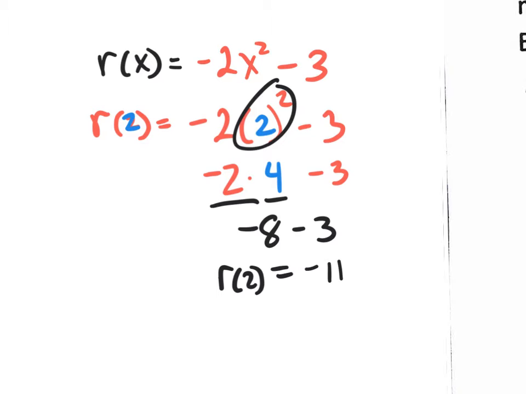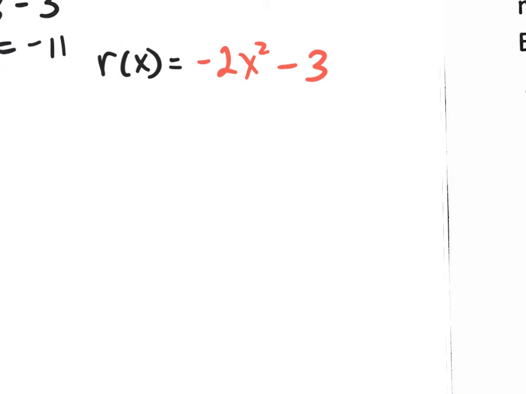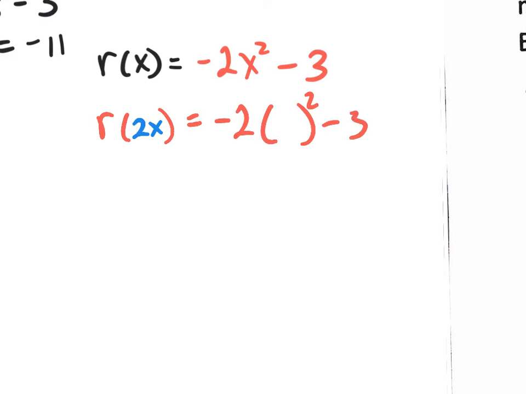We already know that, right? So it gets a little bit more interesting when I ask you to do r of, instead of 2, r of 2x, right? Where we throw in a variable expression in there, okay? So we haven't done this before. We're going to be plugging in variable expressions, in this case a linear monomial. We're plugging it into that quadratic binomial. So we're going to plug in, let's rewrite it first, -2x squared minus 3.